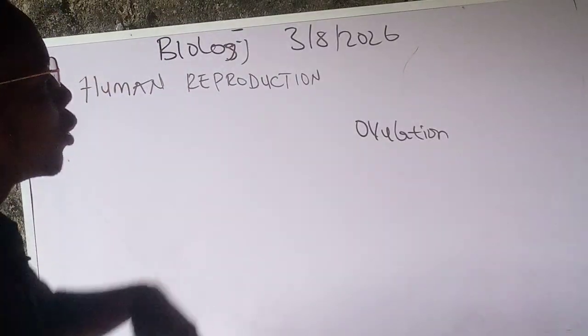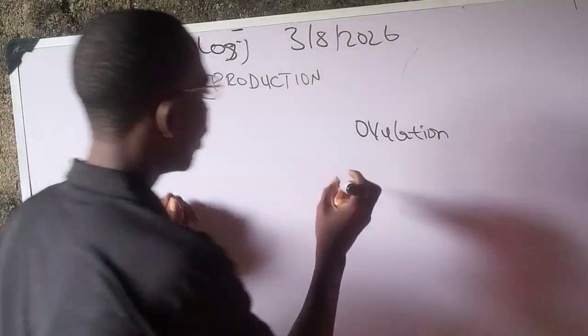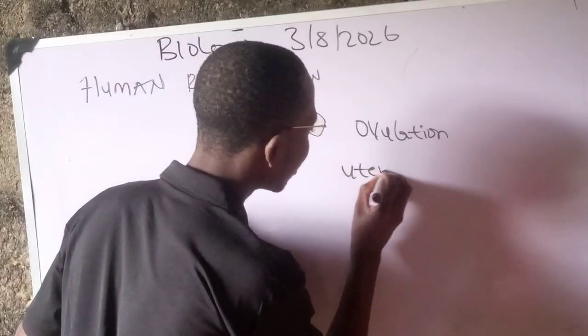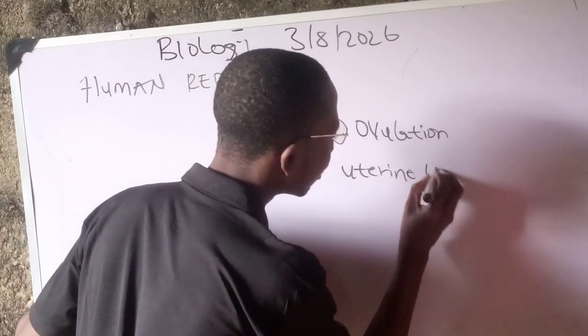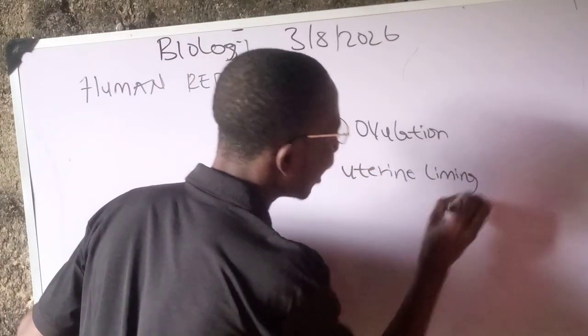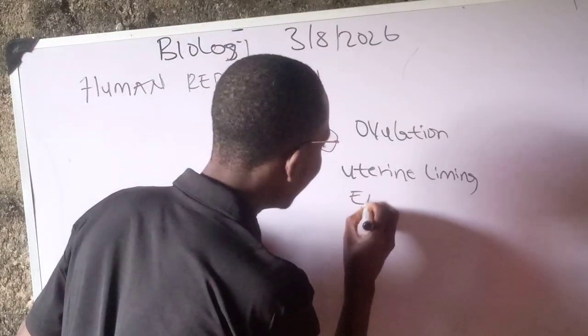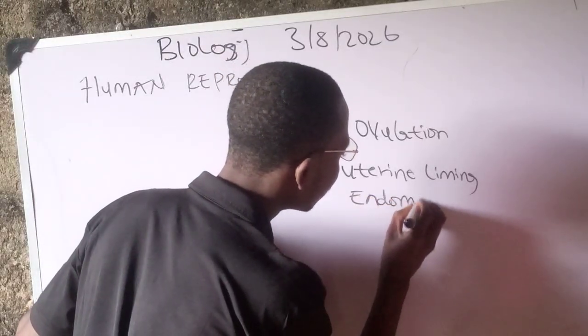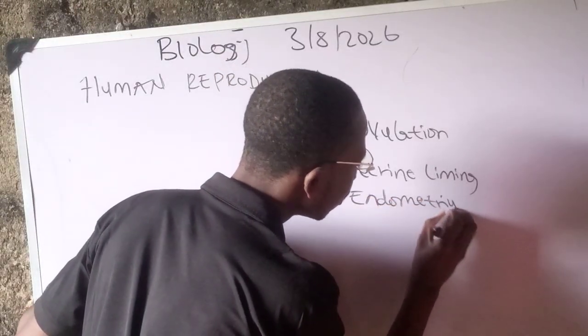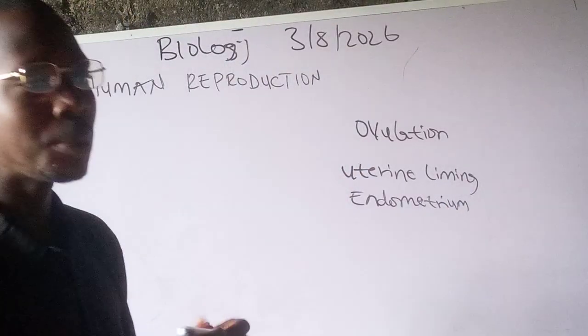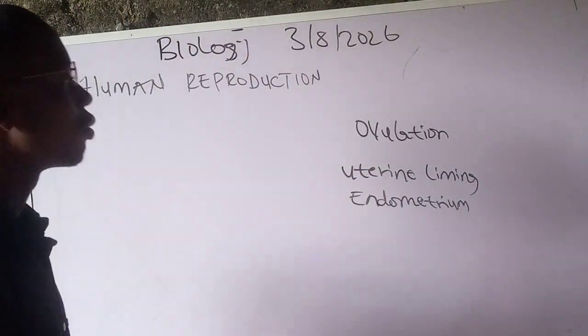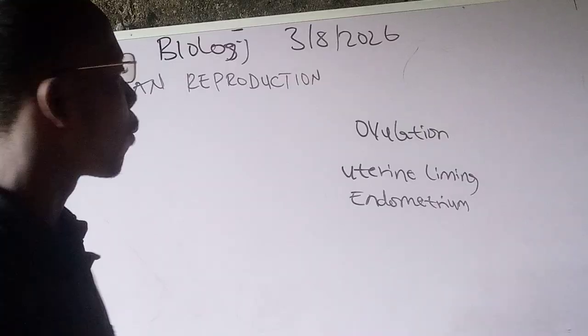During this ovulation period, the uterine lining, also known as the endometrium, becomes thickened, waiting for pregnancy to occur.